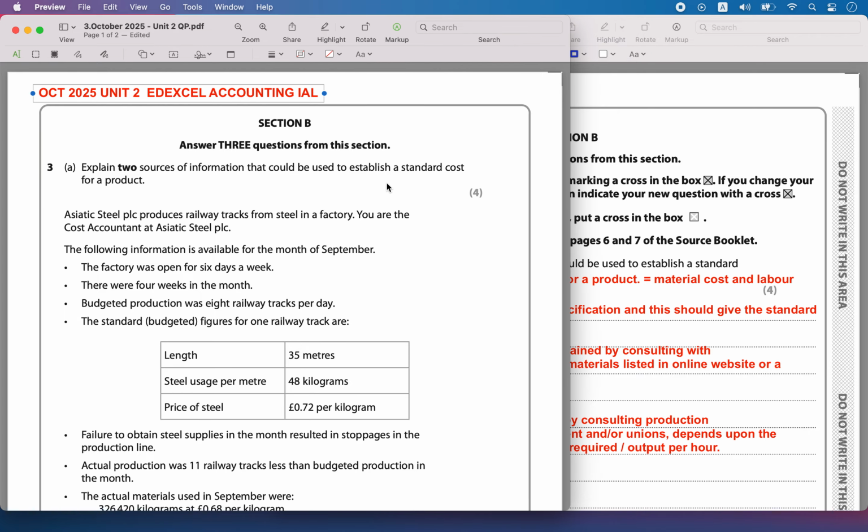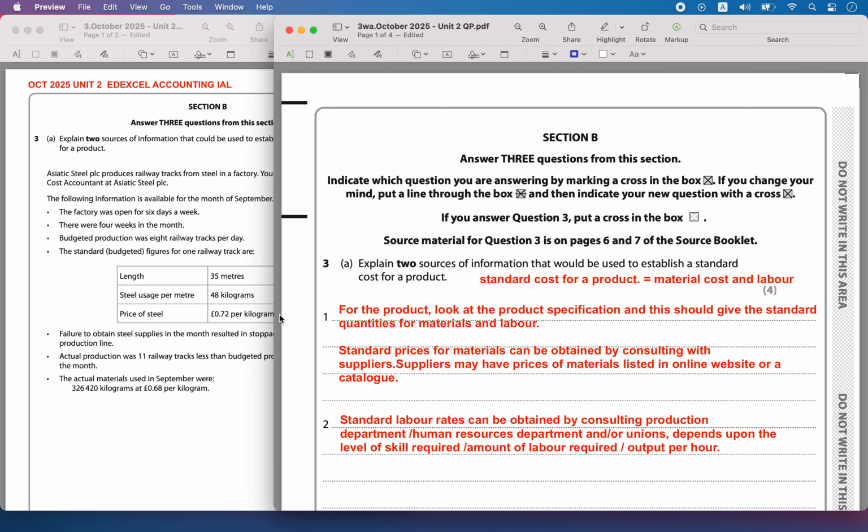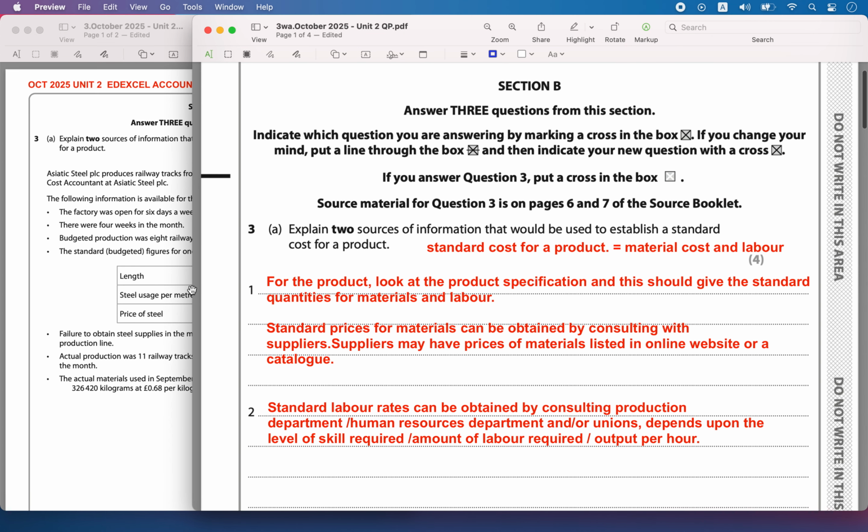Hello, today we are solving October 2025 Unit 2 Edexcel Accounting IAL paper question number 3. Explain two sources of information that could be used to establish a standard cost for a product. What are the two sources of information you will use?